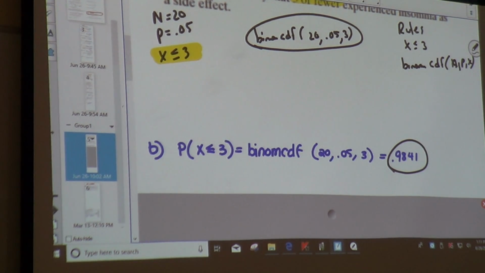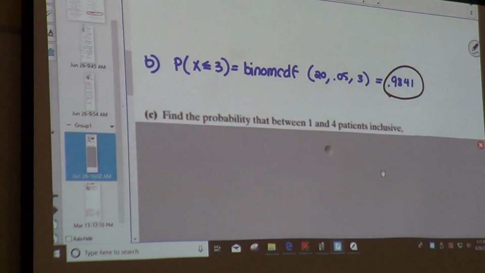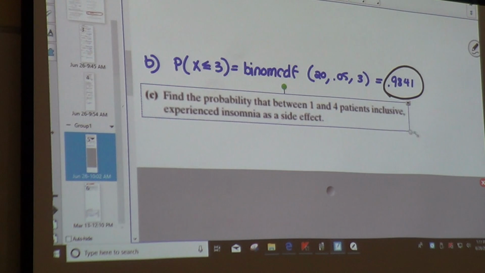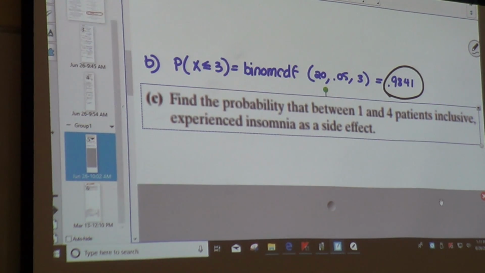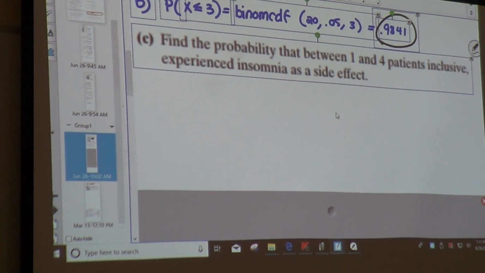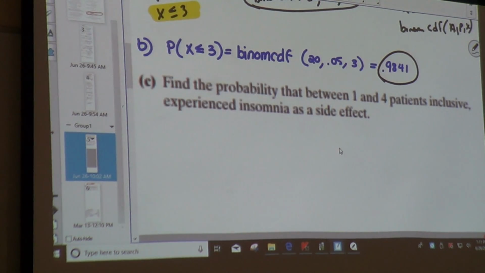All right, a little bit harder. Between 1 and 4 patients inclusively. We still know that our sample is 20 and our P is 0.05. Between 1 and 4 patients inclusively.